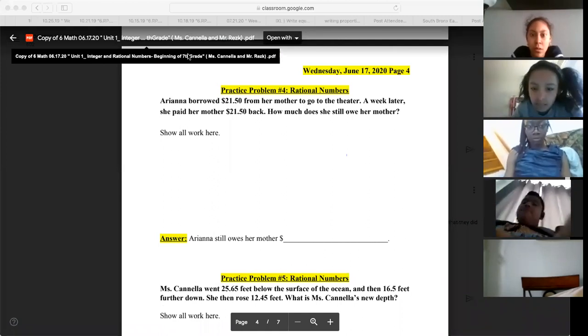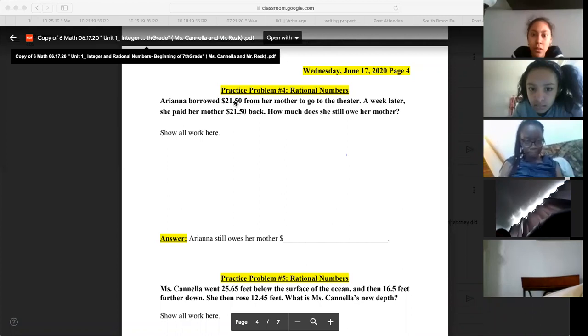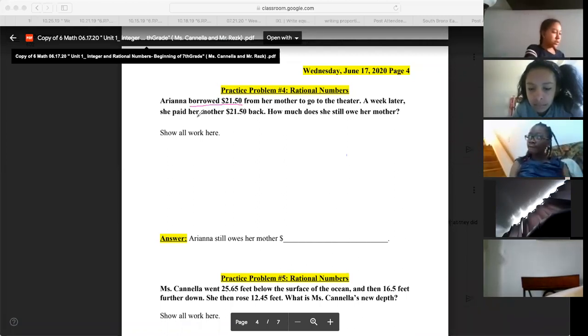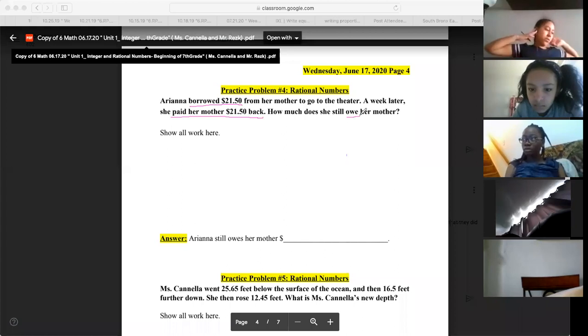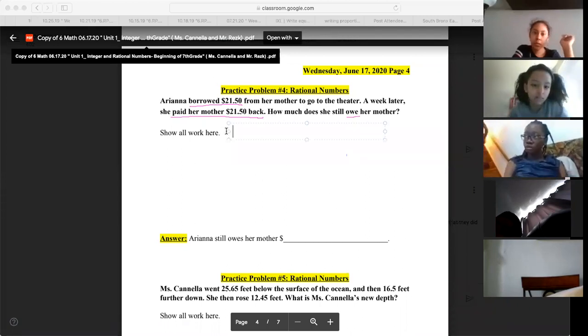Okay. Ariana borrowed $20.50 from her mother to go to the theater. A week later, she paid her mother $20.50 back. How much does she still owe her mother? All right, so do we have any ideas what to do here?